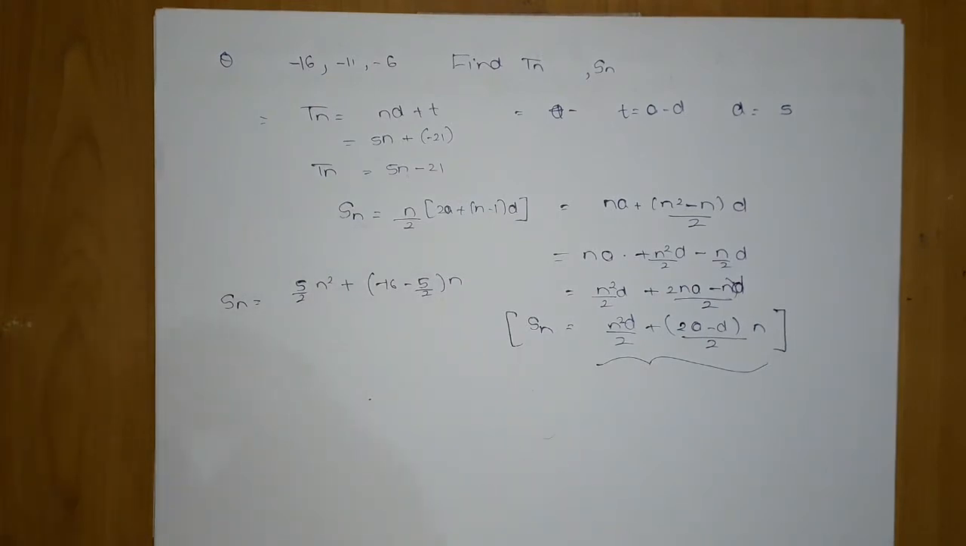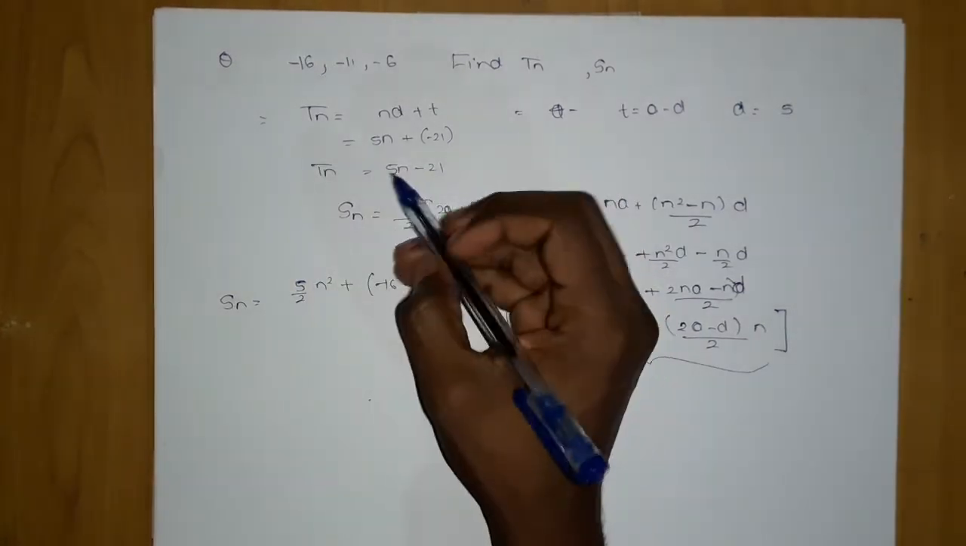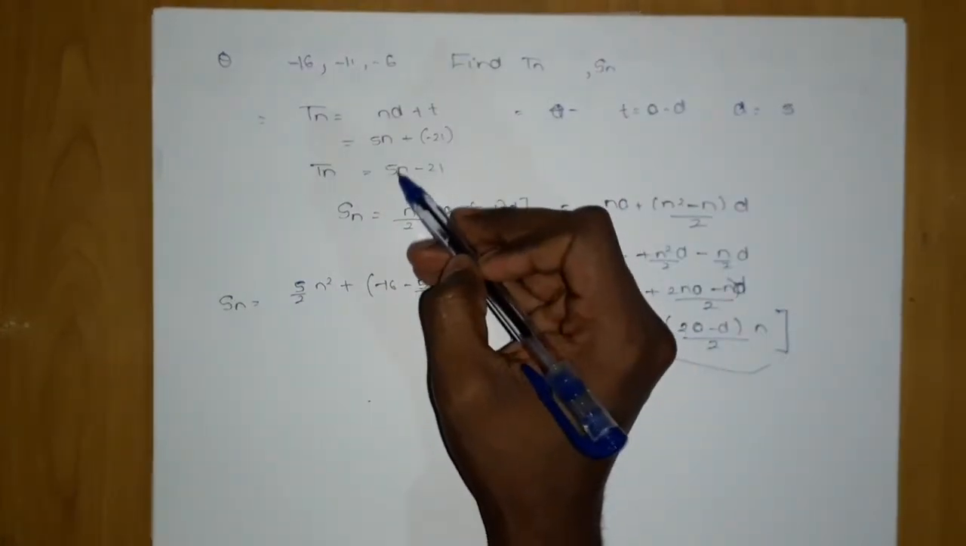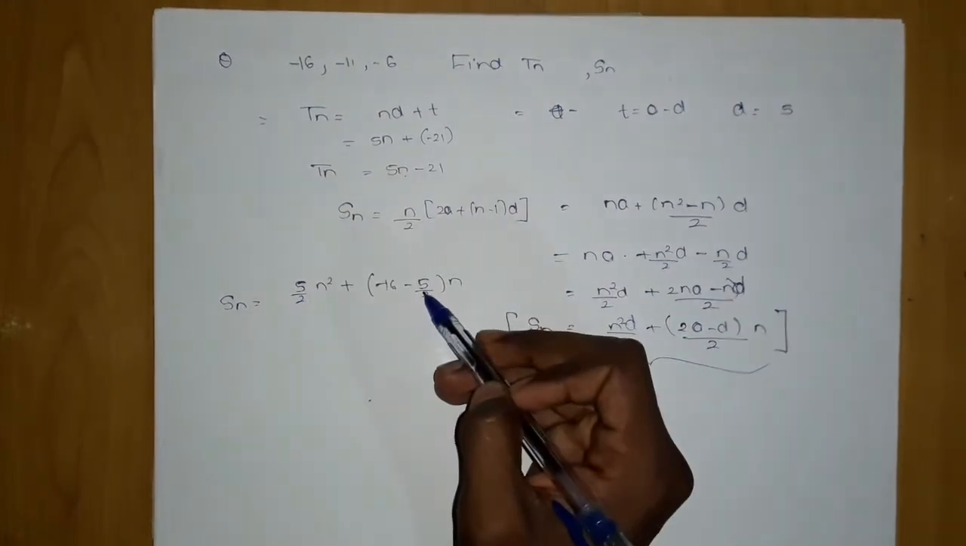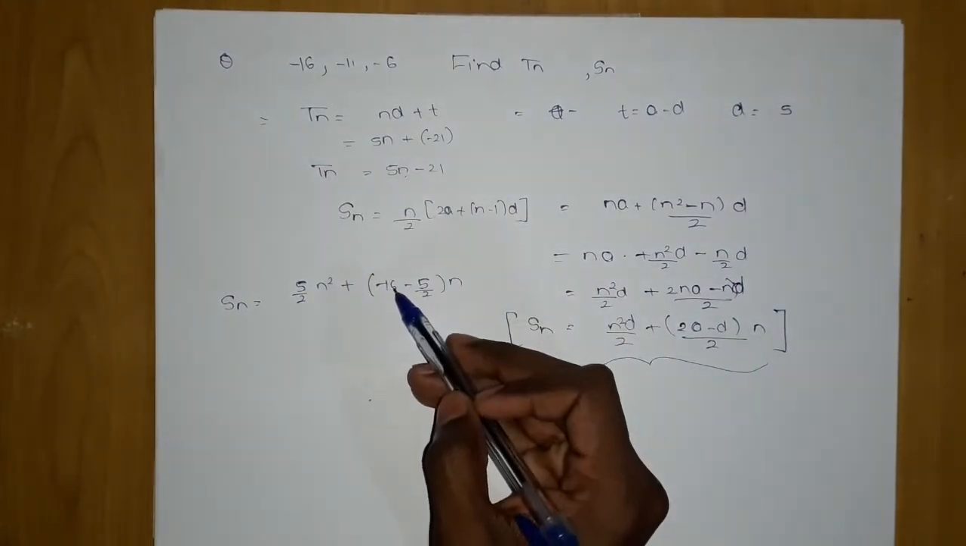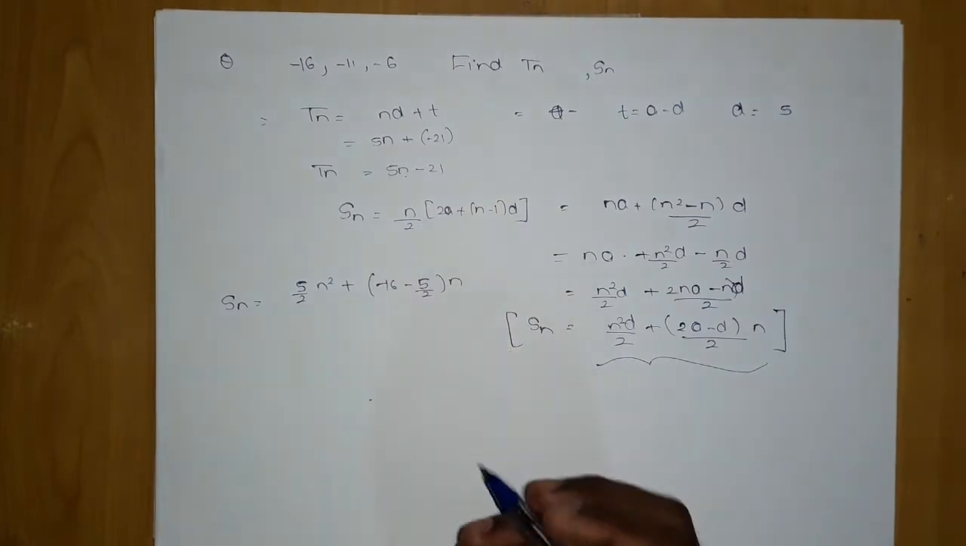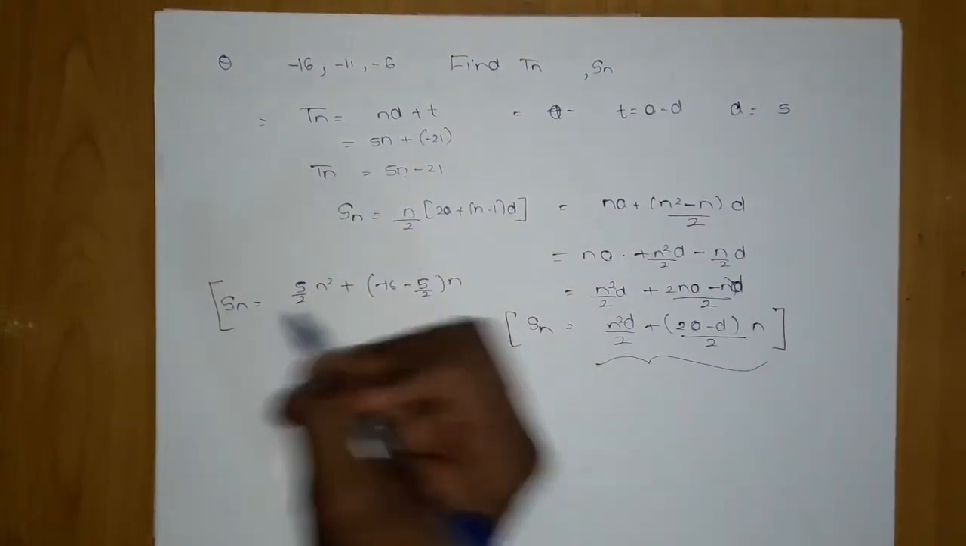So this was the trick. Just take the d part divided by 2, whatever its sign is, put the opposite sign, write the first term here and into n. That's all, and you will get Sn using this trick.